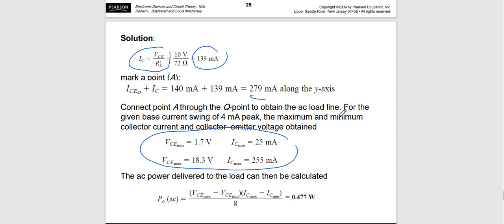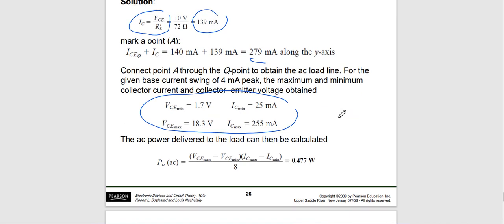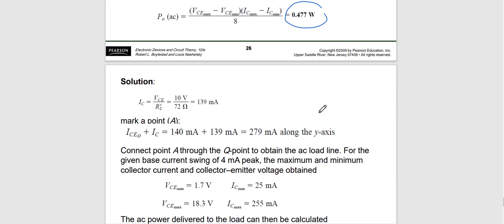So from these points, we can calculate the AC power delivered to the load. The POAC is (VCE max minus VCE min) multiplied by (IC max minus IC min) per 8, so we can get 0.477 watts.